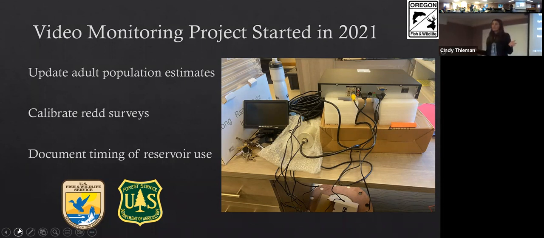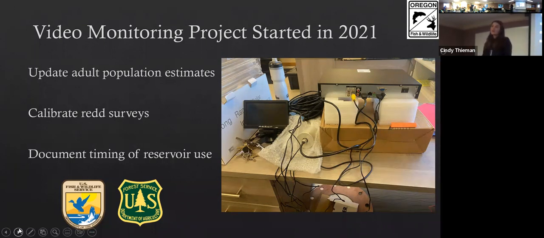The main motivations for starting this new project was that we wanted to have updated population estimates that we could compare to the previous research done in the late 2000s. We wanted an ability to provide an updated calibration for our red surveys. And we also wanted to be able to document the timing of reservoir use. So that's to say we want to see when fish are leaving the reservoir, moving upstream into tributaries, and we also want to see when fish are entering the reservoir.